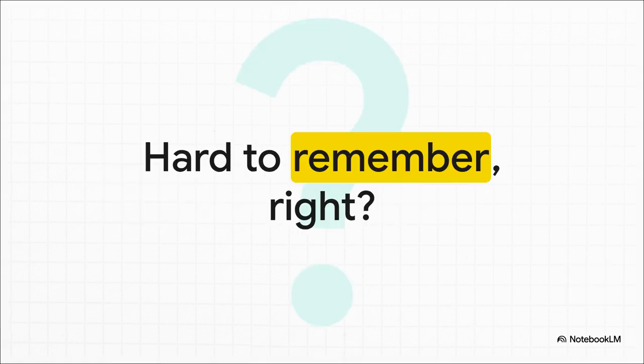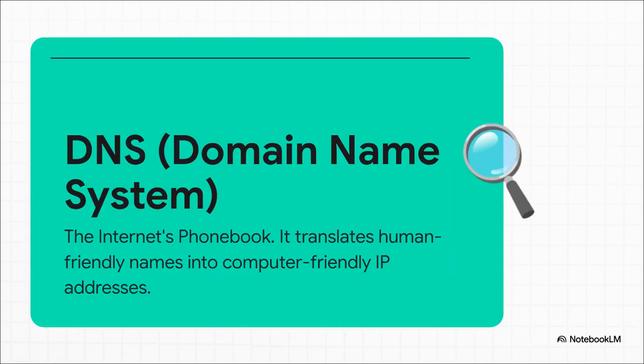But could you imagine that? If every time you wanted to go to a website, you had to type in a long string of numbers? Like, who could remember that? It would be a total nightmare. Thankfully, we don't have to do that. And the hero of this story is something called DNS, the domain name system. The best way to think of DNS is as the internet's phone book. It does one simple but absolutely essential job. It translates the easy-to-remember names we use, like explainer.com, into the numbers, the IP addresses, that computers actually understand.